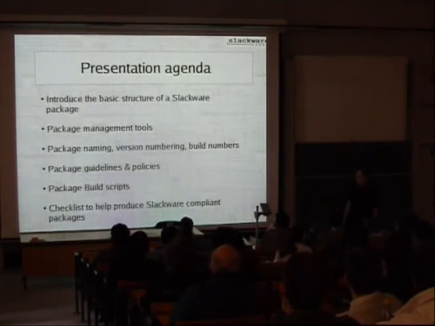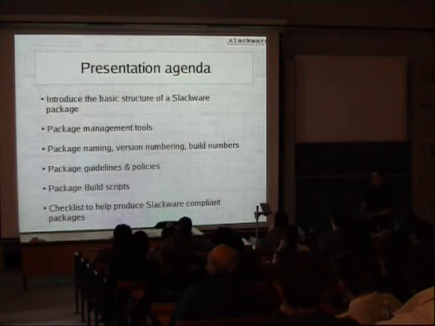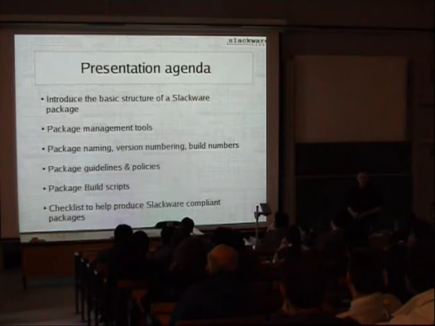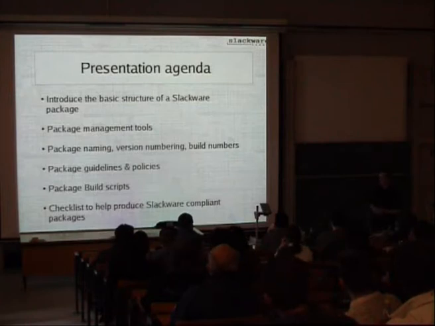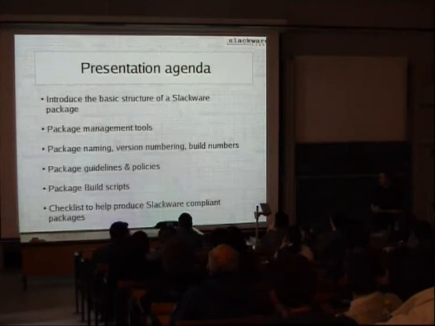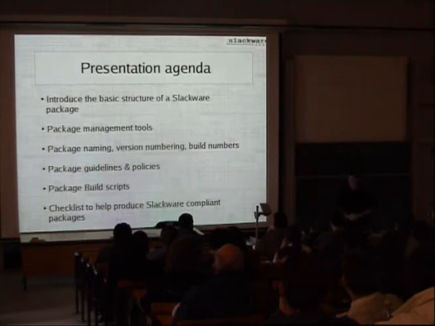So let's have a look at the presentation agenda today. We're going to start by introducing the basic structure of Slackware packages. Then briefly look at the package management tools. Then look at the package naming, version number, and build numbers. Have a look at the package guidelines and policies, that's what you set when you're building a package, which is the users, groups, ownerships, permissions, and so on. And finally, we'll look at the package build scripts themselves. We'll look at the two types of build scripts today. And finally, we'll look at a simple checklist to help you produce a Slackware-compliant package if you're interested in building your own packages. The presentation will focus on building packages. It's not about managing, it's about building packages.